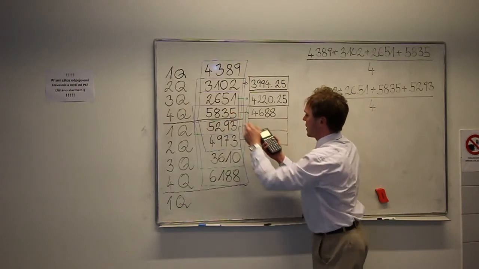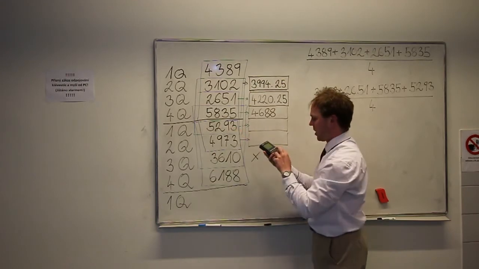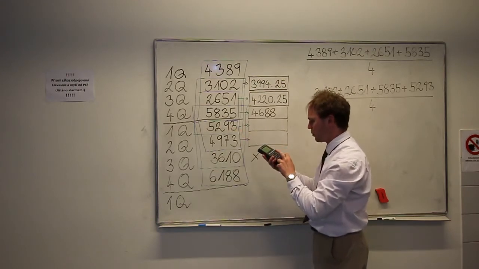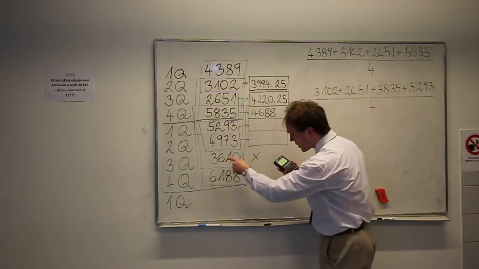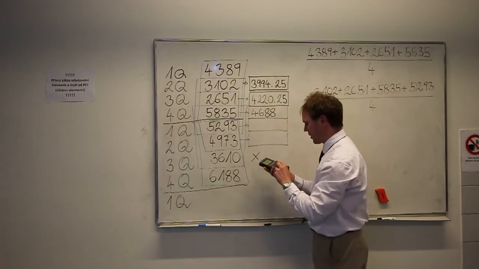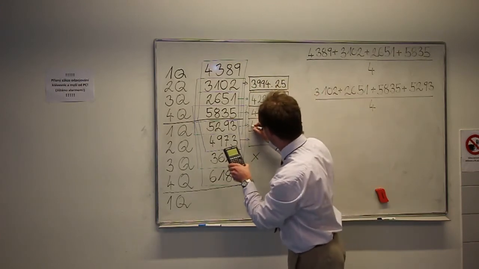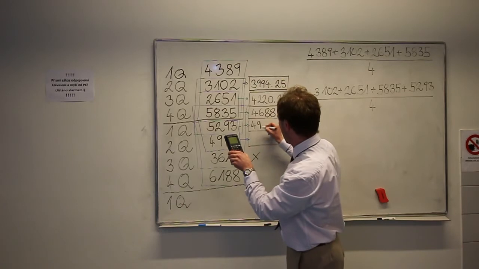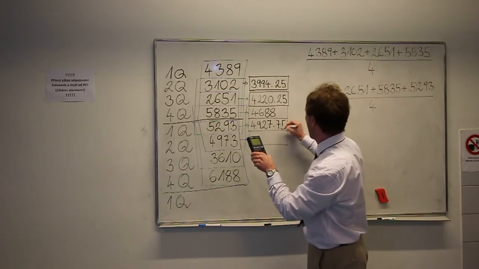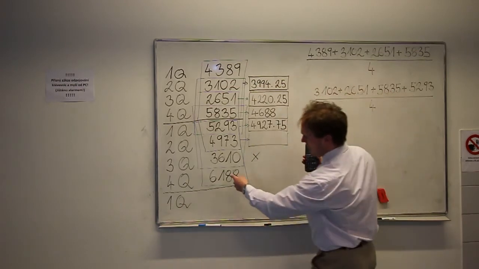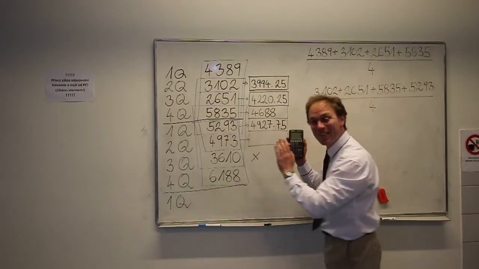So I must start with 5,835 plus 5,293 plus 4,973 plus 3,610, divided by 4. The result should be 4,927.75. And finally the last 4 values. It's difficult, we must be careful.